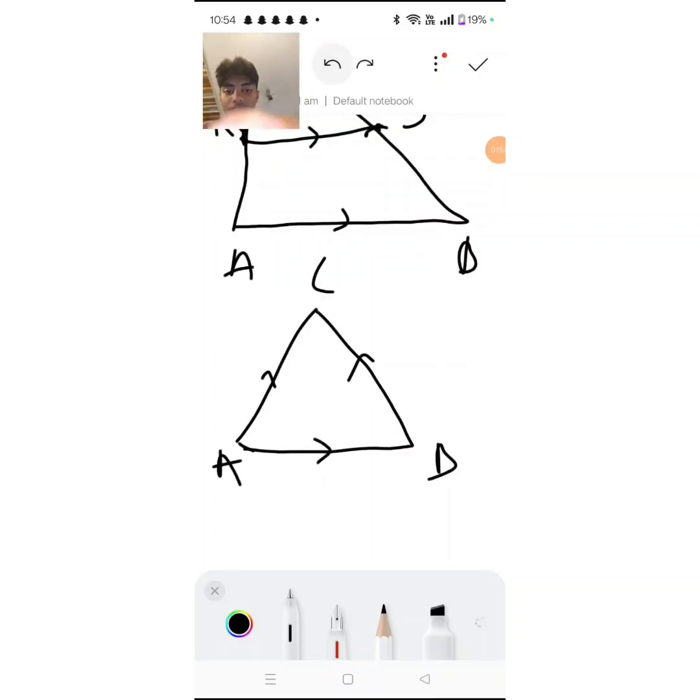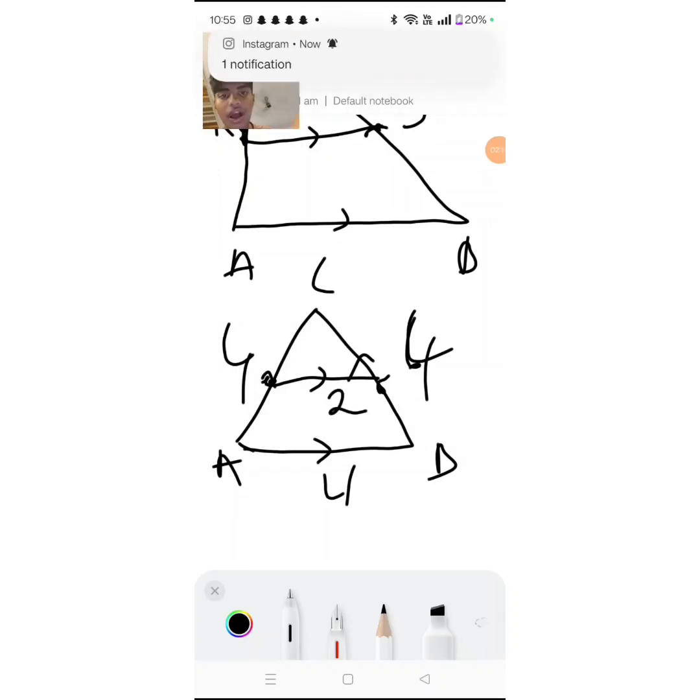If you have an equilateral triangle like this, with sides A, B, C, let's say that this side is 4, this side is 4, and this side is also 4. That means a line joining the midpoints of AC and BC would be parallel to AB, and it would be half of AB, which is half of 4, which is basically 2. So the line that joins the midpoints would be 2.